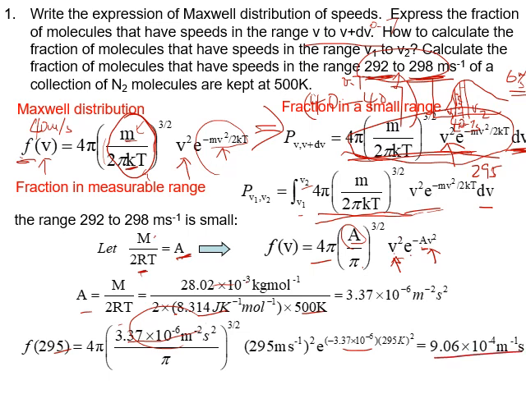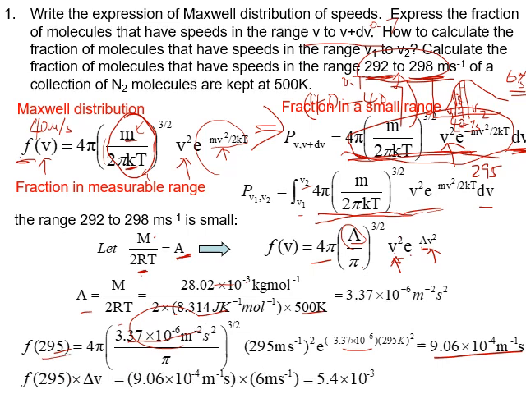The answer is 9.606 times 10 to the minus 4. This is the fraction of molecules that has speed 295, the center of the range. And then you times the range, which is 6. That gives you the fraction of molecules in this small range. So that's question number 1.